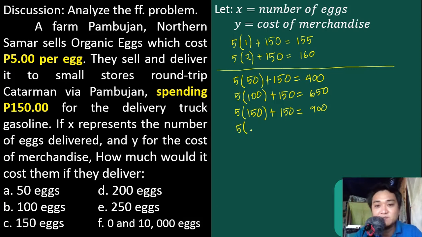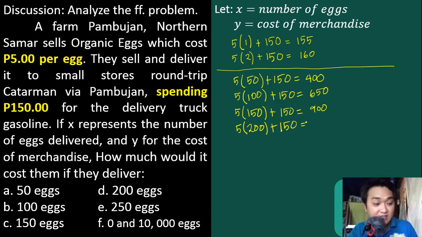I hope nakikita nyo na yung pattern at this point, ano? May pattern siya, no po? Tina-times lang naman siya sa 5, dinadagdagan ng 150, and you have the result. Let's say 200 eggs plus 150. So that will be, baka nagtataka ko po kayo, no? I'm using calculator po para mas madali yung computation natin. Anyway, I'm allowing you to use your calculator at this particular lesson. Please, I want you to have your own scientific calculators.